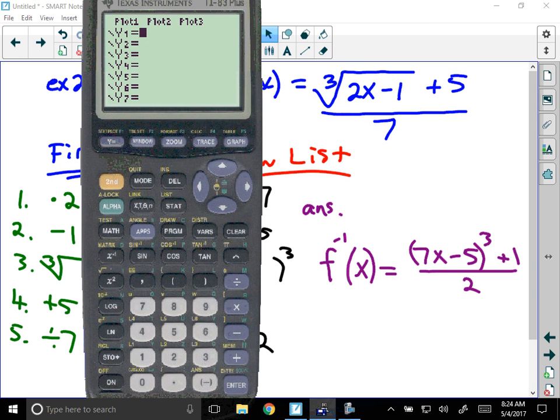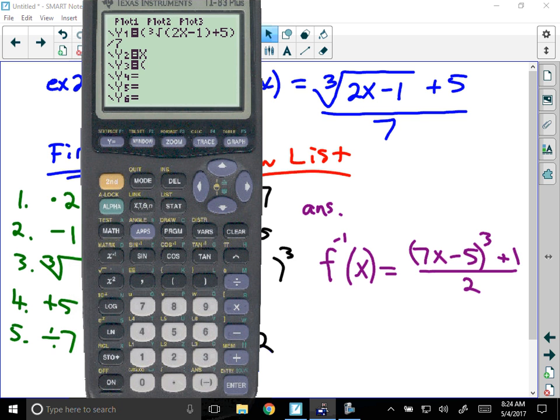So my numerator is the third root, and this is the original function, by the way, of 2x minus 1, close that, plus 5, that's all my numerator, and that's all divided by 7. So that's my original function. I'm going to graph x, and I'm going to graph what I believe the inverse to be.